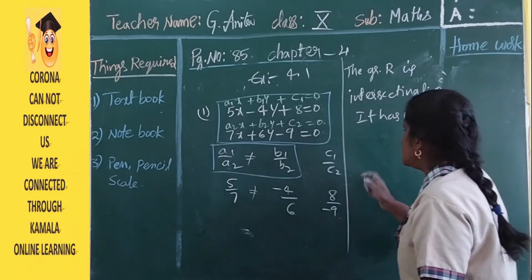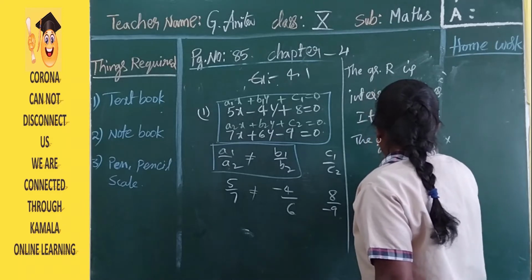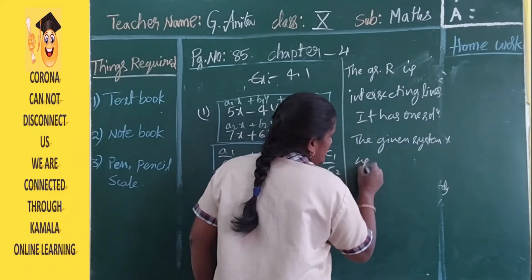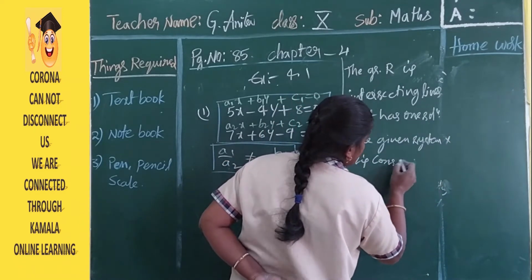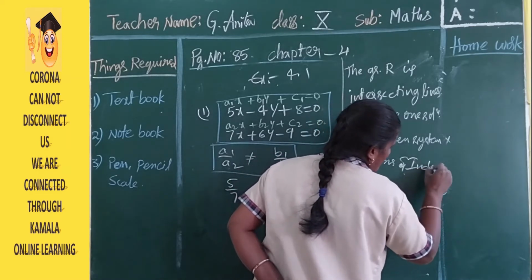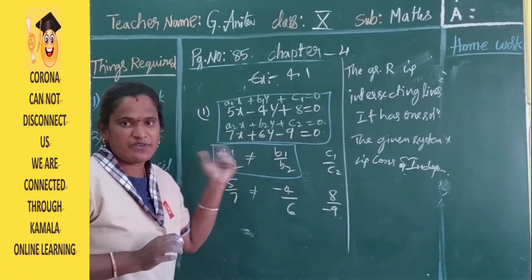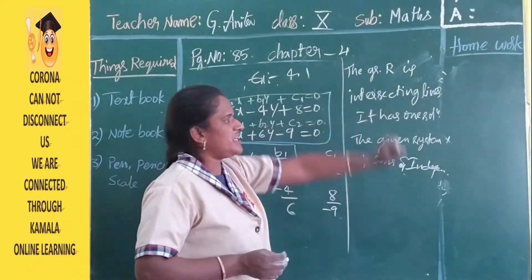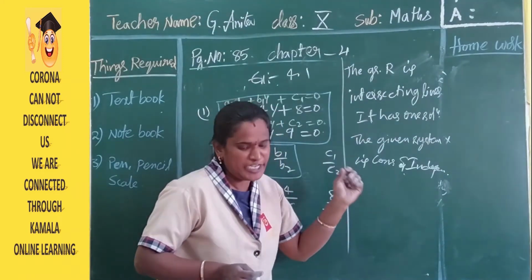Next, it has one solution and the given system is consistent and independent. Consistent and independent. Okay, clear? So first you have to observe a1 by a2, b1 by b2, c1 by c2. If they are not equal, we get the graphical representation as intersecting lines. It has one solution. The given system is consistent and independent.